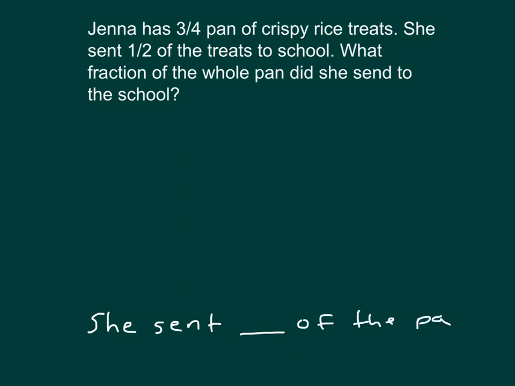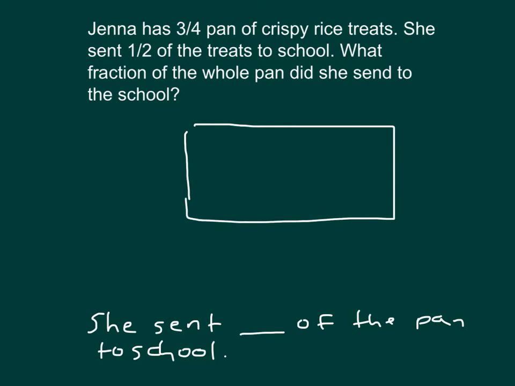I'll write a focused answer here. To school. And in this case, we'll also solve this problem using an area model. So this is a whole pan because it says what fraction of the whole pan did she send to the school. And then so that there is 1. Now the other bits of information that we have in our problem says she has 3/4 pan of crispy rice treats and that she sends half of the treats to school.